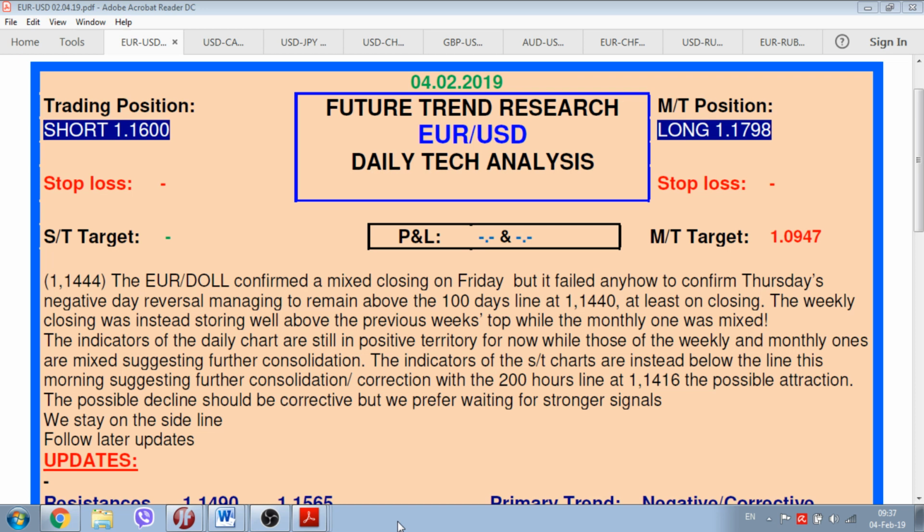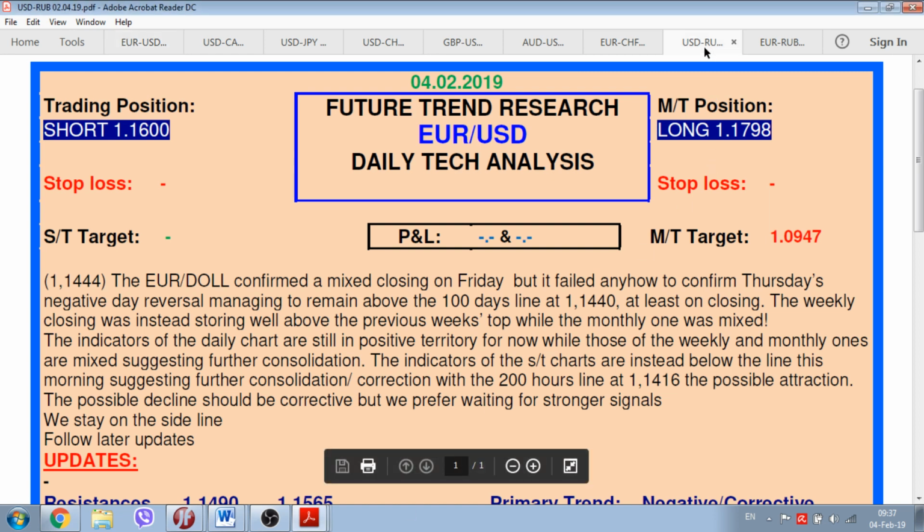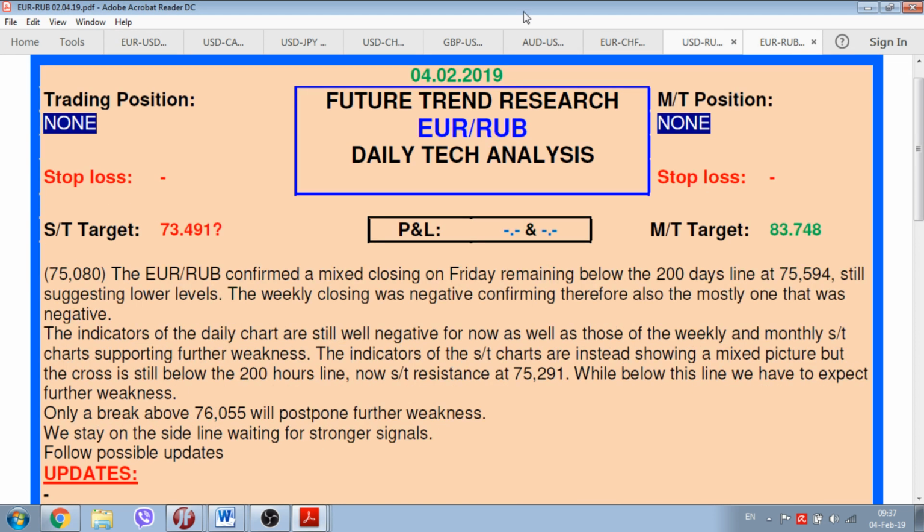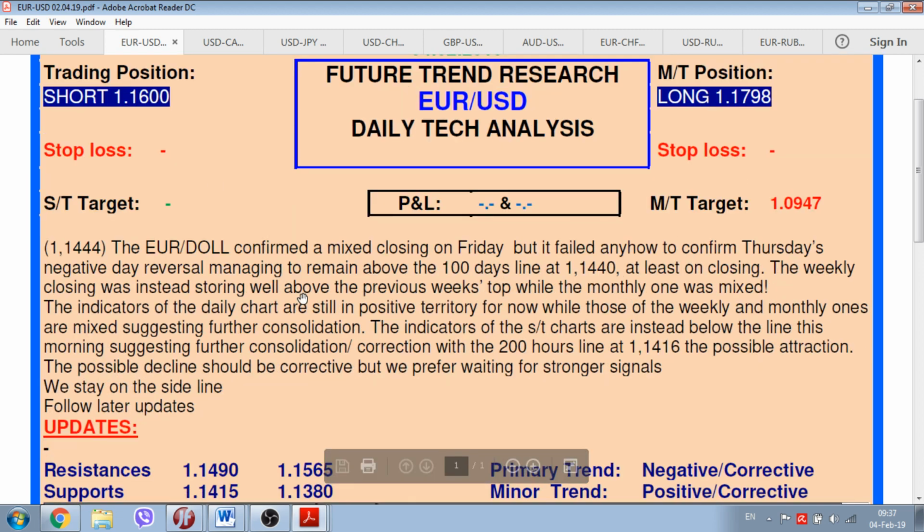We are back to you with a technical analysis presented to us by the company FutureTrendResearch, and today is the 4th of February 2019. Today we have many more currency pairs to analyze than usual. Of course, among them will be dollar ruble and euro ruble, but let's start with the euro dollar.